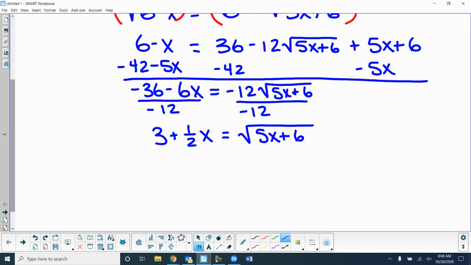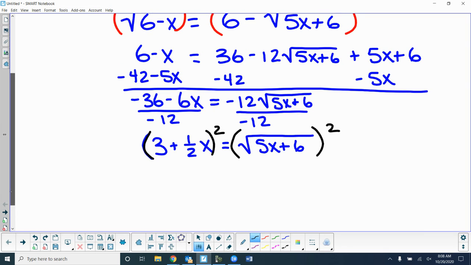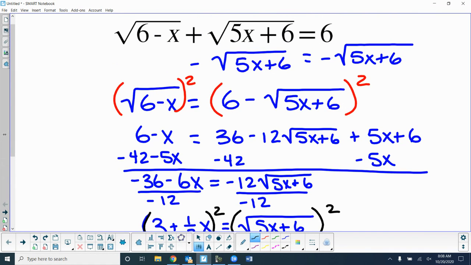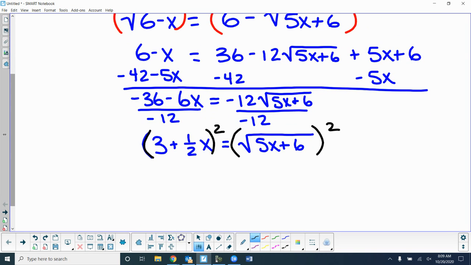So then, I want to square both sides. Let's do it in a different color. Sure I did something right. It was addition. Okay, 6 minus x, 5x plus 6. All right, so on the right, it's this 5x plus 6.